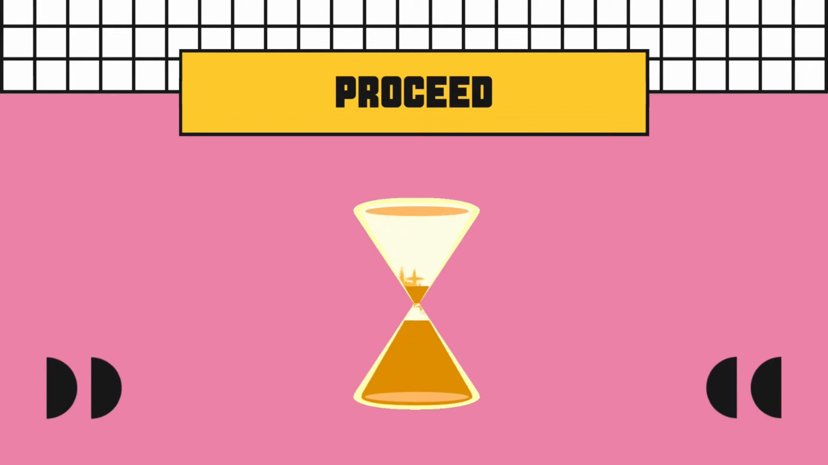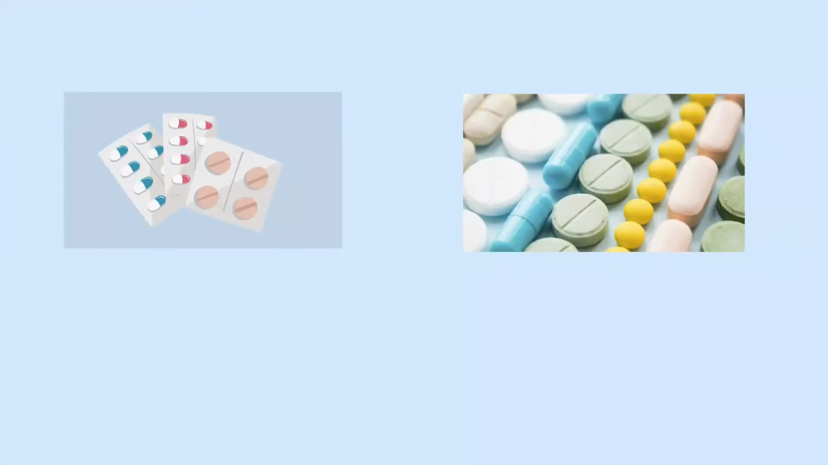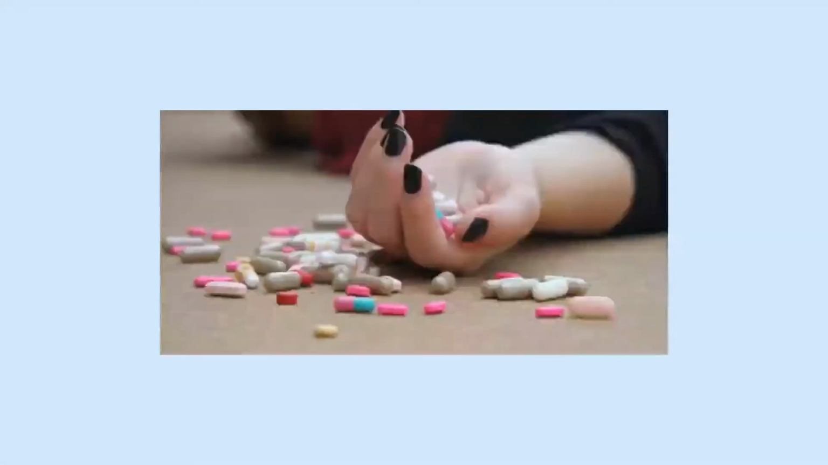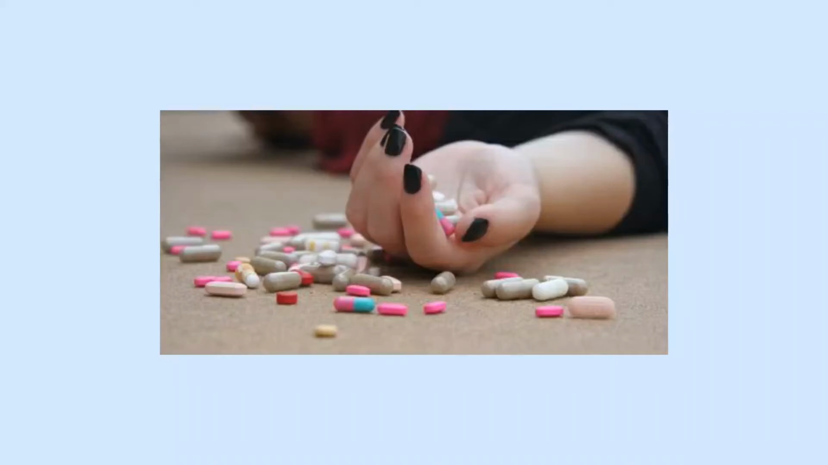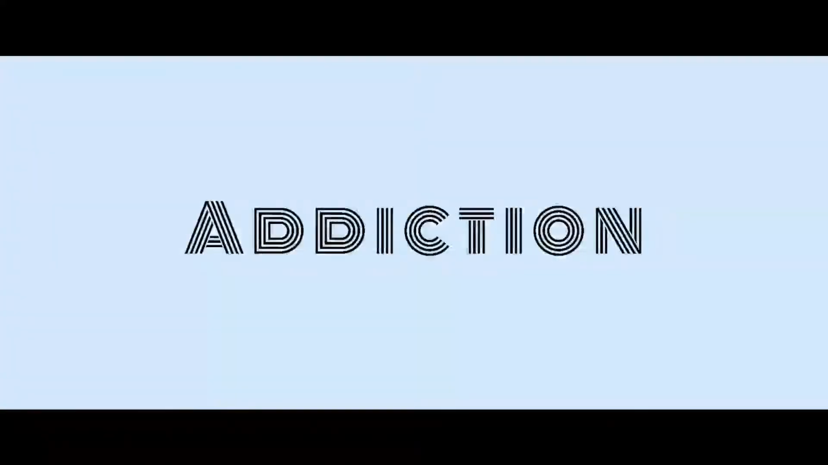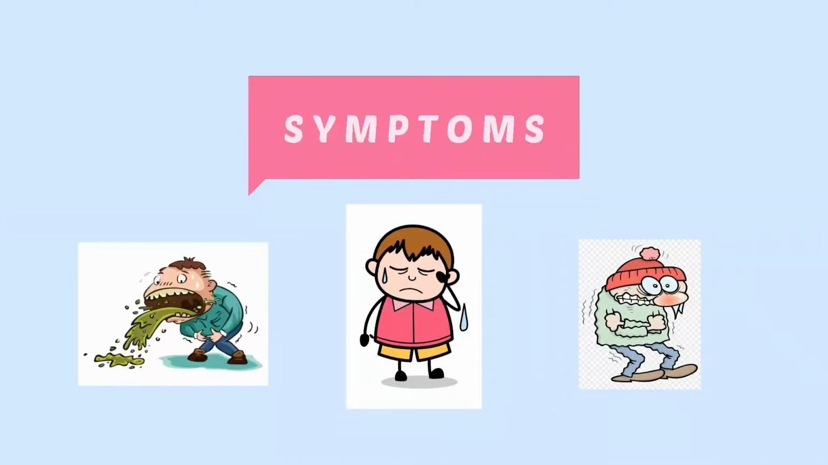Now we will proceed with the effects of drug and alcohol abuse on human coordination and response. There are many types of drugs used for medical purposes. Drug abuse other than for medical purposes can cause serious side effects, and one of them is addiction. The addiction will cause withdrawal symptoms such as shivering, sweating, and vomiting if the drug is not taken.